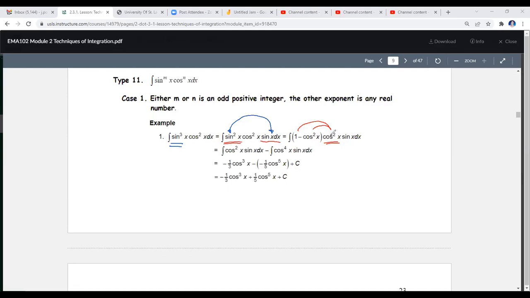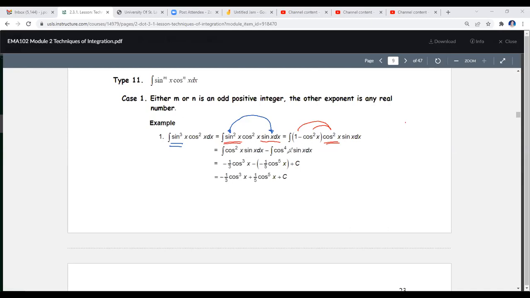So the first part, you will have cosine squared of x multiplied to 1 will be this, times the sine of x dx. The second part, you have cosine squared of x multiplied to cosine squared of x. That would be cosine to the fourth of x. Now multiplied to the sine of x dx.